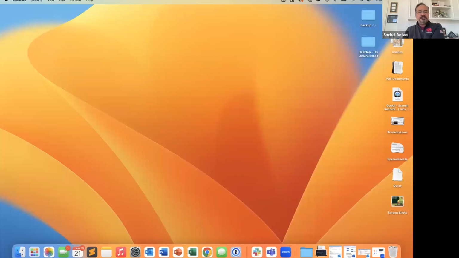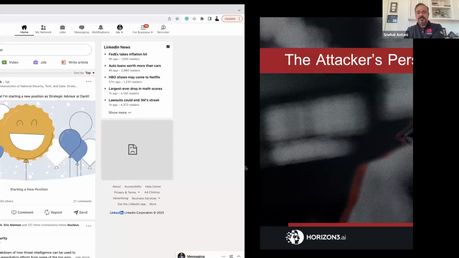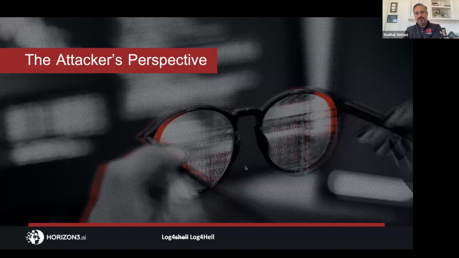And today what we're going to talk about is Log4shell. So what's interesting with Log4shell, and we'll start sharing some slides here, is just how often we're still running into Log4shell as a set of issues. So I think about Log4shell as really Log4hell.